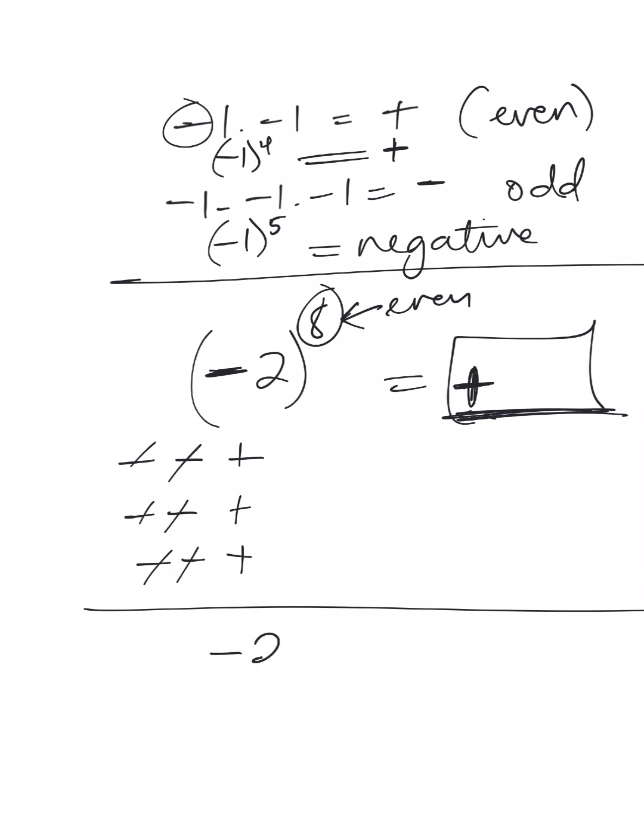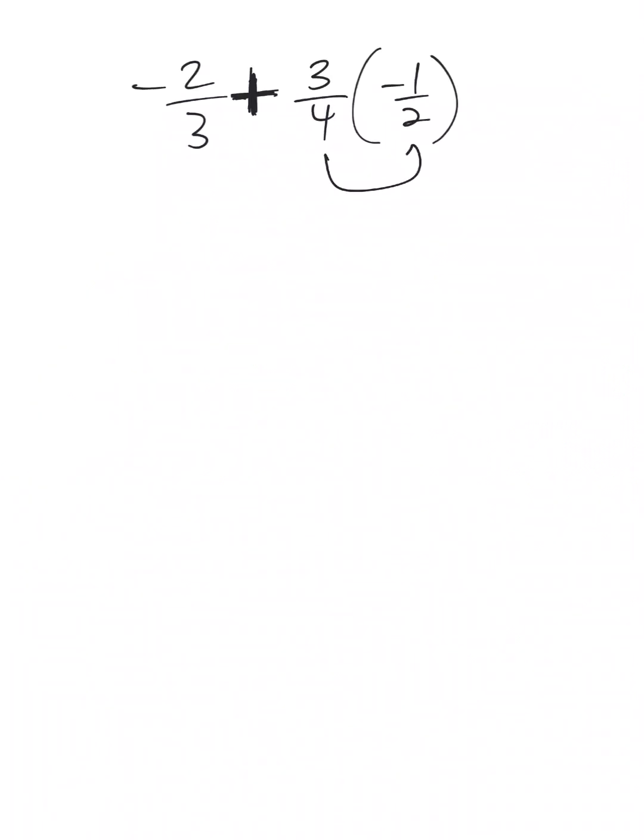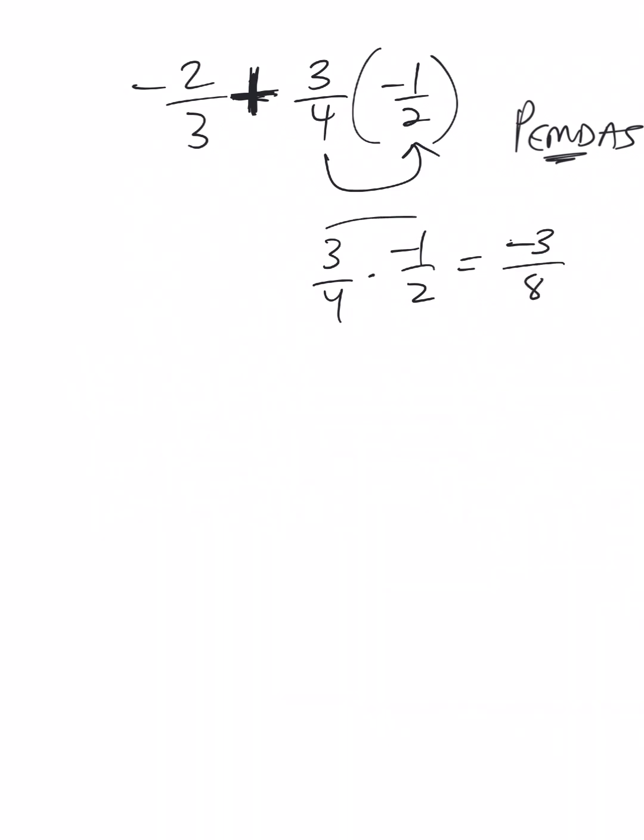So in this case here, we have negative 2 over 3 plus 3 over 4, and then we have that. If you have a situation like this, let's see, we can copy this to the next page. So we have negative 2 over 3 plus 3/4, and then into the negative 1/2. By PEMDAS, we have to take care of the multiplication piece first because that comes before the addition. So 3 over 4 times negative 1 over 2. That's technically negative 3 over 8, right? Because the numerators multiply, the denominators multiply.